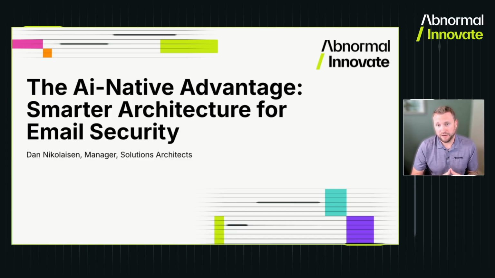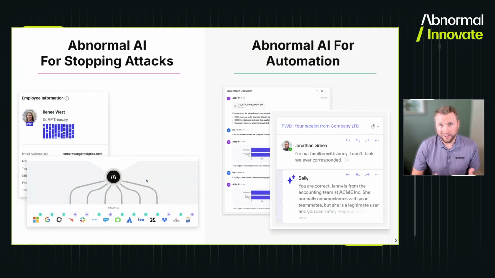As we talk about how Abnormal delivers its capabilities, I'll ask you to keep those statistics in mind as we understand how Abnormal functions and operates and what we're ultimately delivering to our clients. With that, we're going to start with Abnormal AI for stopping attacks, and specifically attacks within the world of email and email security.